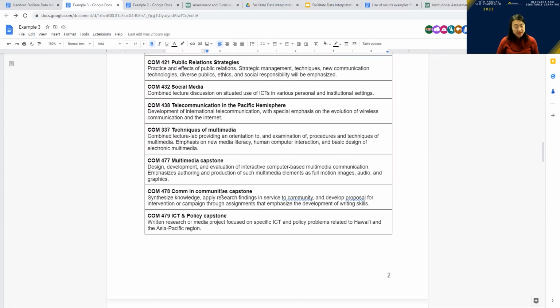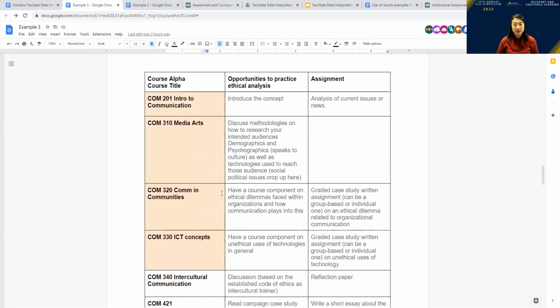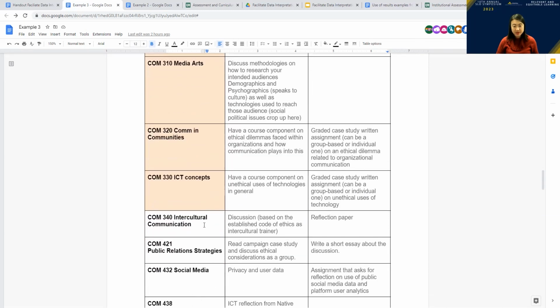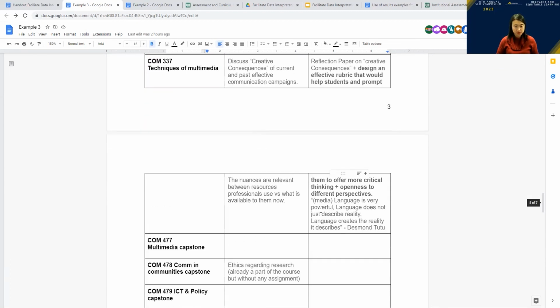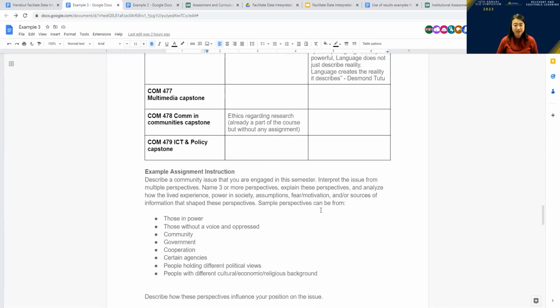So they read this, and then they have to complete a shared handout. They were given time to think about what can be done in each of these courses. As you can see, analysis of current issues, case study, reflection paper, discussion. So faculty know what needs to be done. Faculty have their answers. This is the moment that it truly shows faculty are the experts. They know what needs to be done, given the opportunity for reflection and peer feedback.